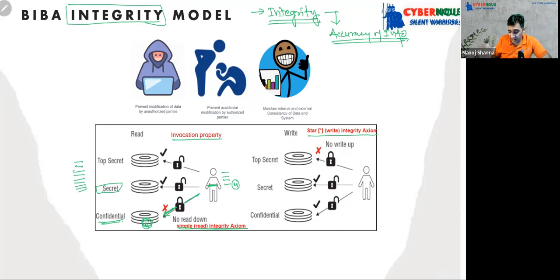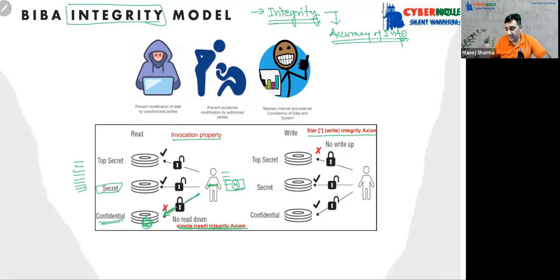If this guy reads this information at this level, there is a high chance that his decision making may get impacted. Once his decision making gets impacted, this will lead to the entire system getting impacted. So that is called the simple integrity axiom.